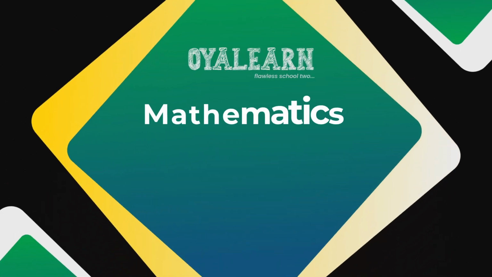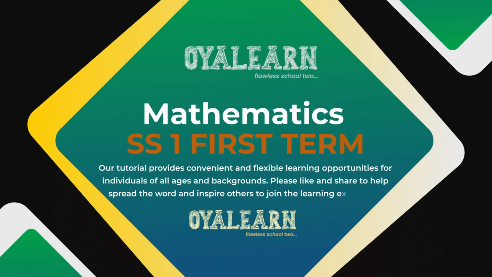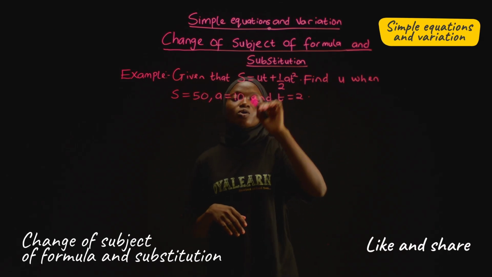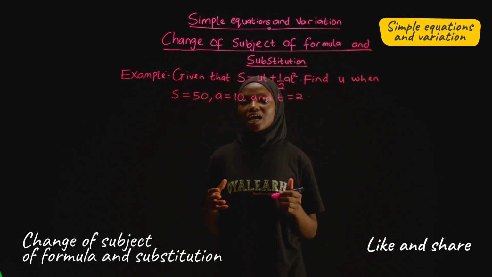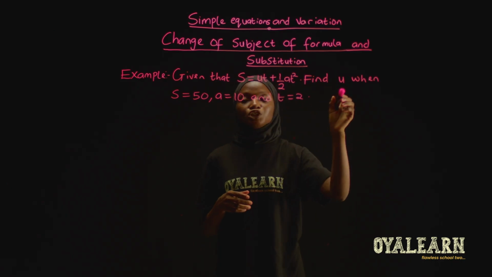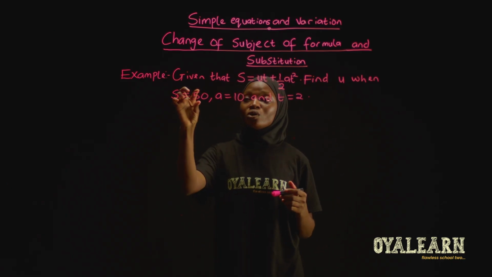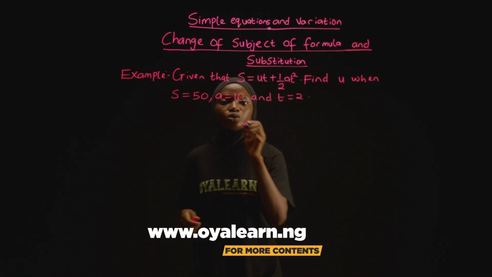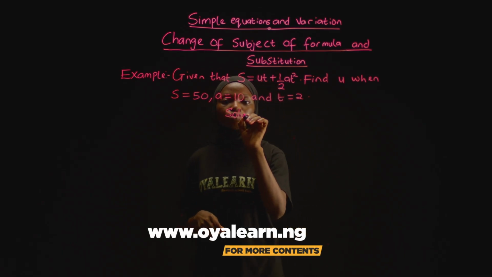Here is another example on change of subject of formula and substitution. Here we are given s equals ut plus half at squared, and we have to find u when s equals 50, a equals 10, and t equals 2. So, solution.